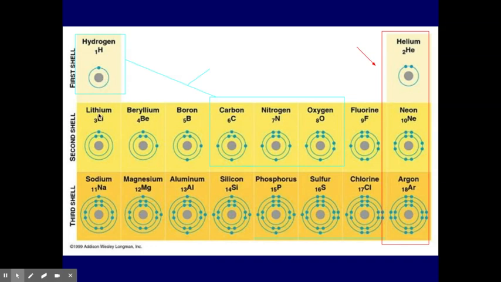They're all going to want to lose that 1 electron. These all have 2 in their outer shell. They're going to want to lose those 2. These have 3 and want to lose them. So all these are tending to lose their electrons.